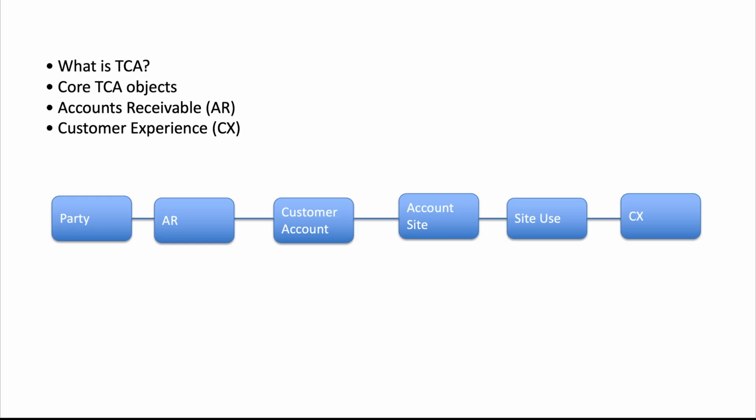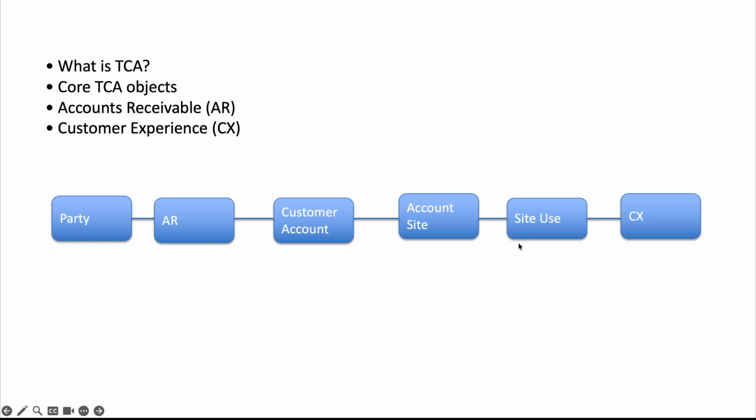So what is our process about? How would this look if we're going about this in a manual sense? This piece right here can all be done in one step. So we could create a customer account, and then as we create that customer account, we can define the site, and then I add the site use.